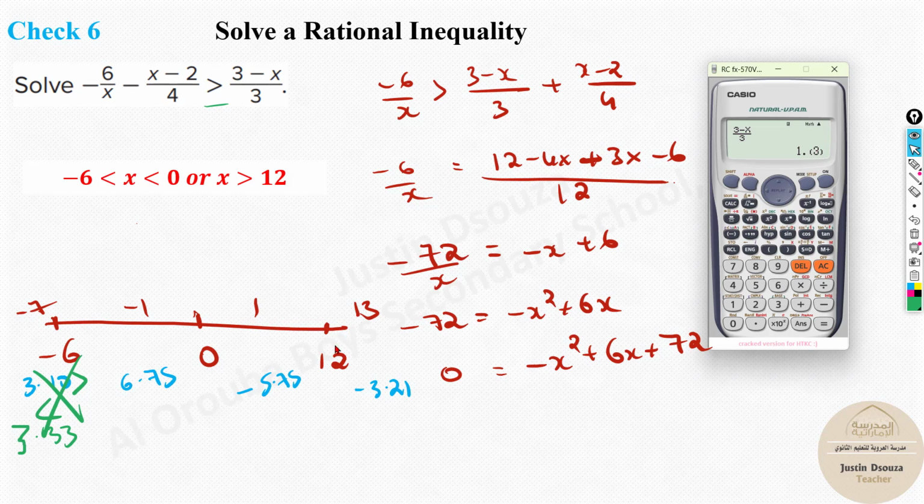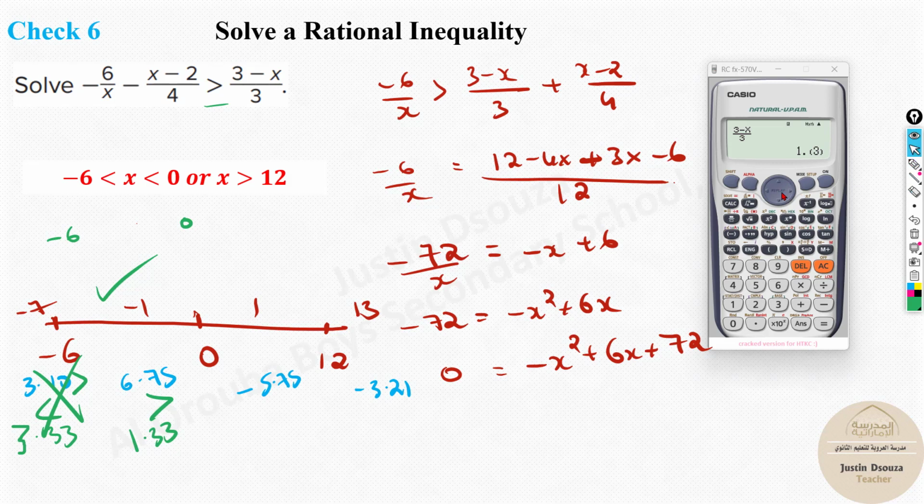Is 1.33 greater? No, wait, once again. Yes, 1.33. I thought this was minus for some reason. Yes, 6.75 is greater than 1.33. So this is correct. This region of -6 and 0 is true.